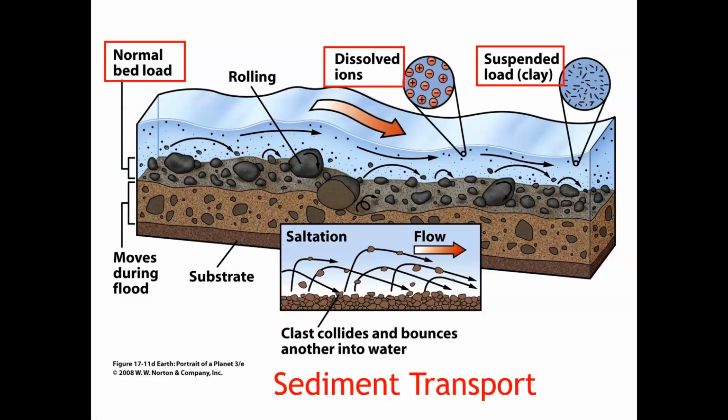Streams also move sediment, and we break it up into 3 different types of sediment. There's the bed load, the normal bed load. That's material being moved along the bed. It's maybe rolling along, or it's being bounced along, saltating. But it isn't totally suspended in the water. It's still being moved down, but it's being moved down in jumps.